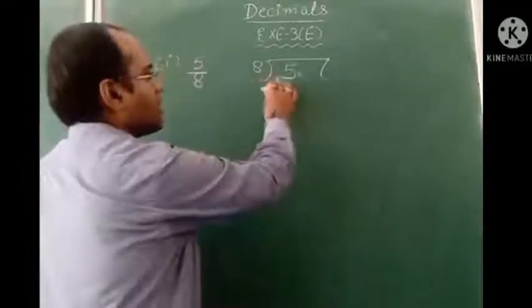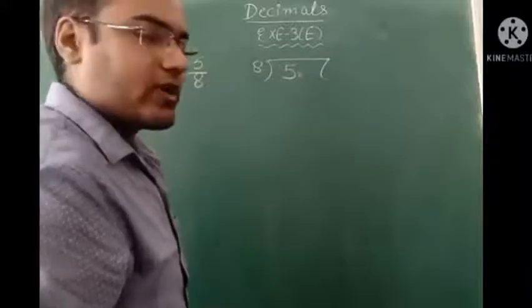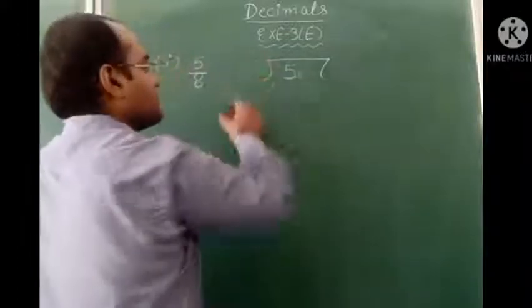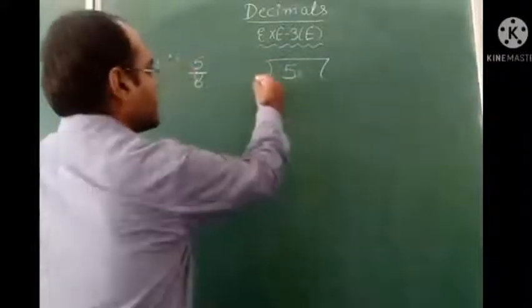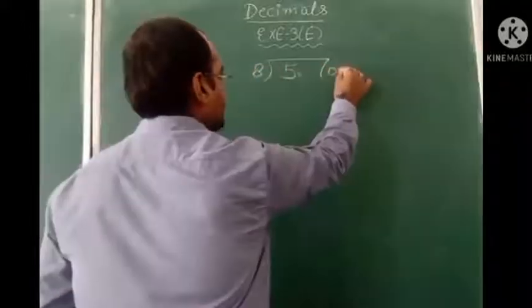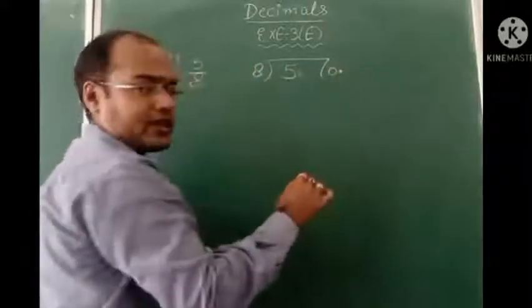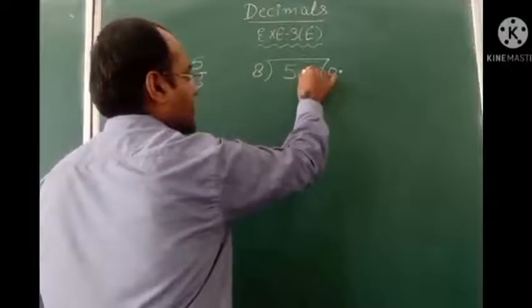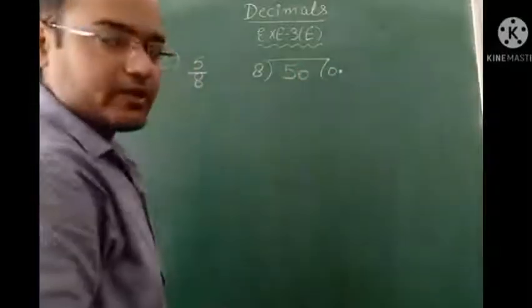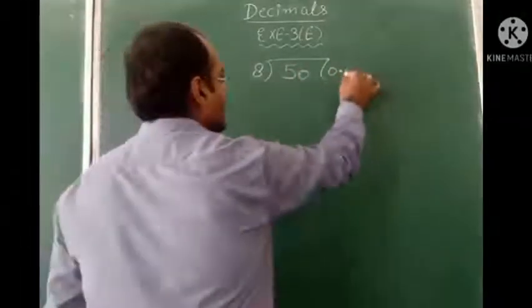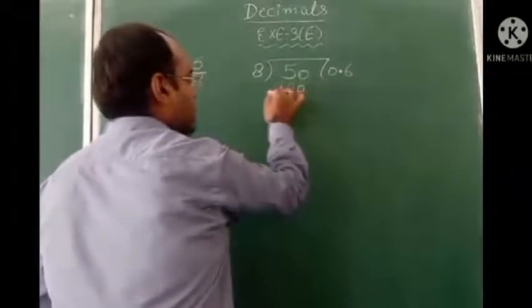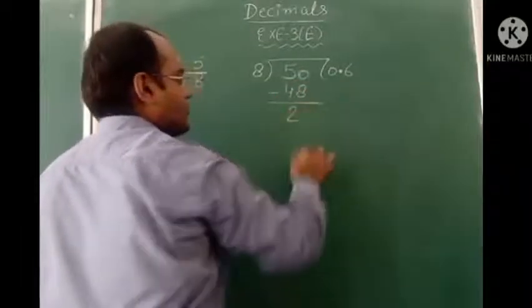With a table of 8, 5 is not divisible. So what we will do? We have to take decimal. First of all, we have to take decimal in the answer. So when we will take decimal in the answer, we have to add here 0. Now this is 50. 8 6 ja 48. On subtracting it, we will get remainder 2.